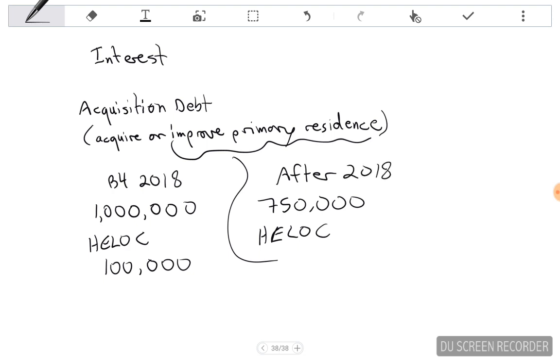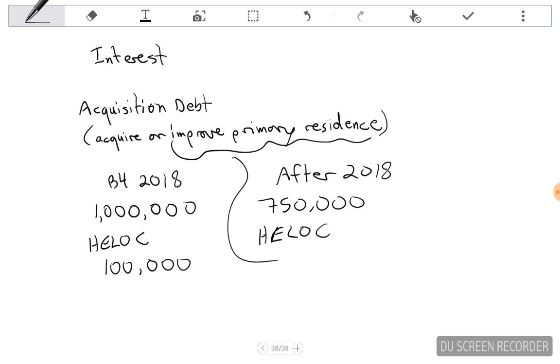So beginning in 2018, acquisition indebtedness is limited to $750,000, and if you take out a HELOC, then you can't throw a party with it. It has to be substantially to improve the home. All right, that's the main thing.